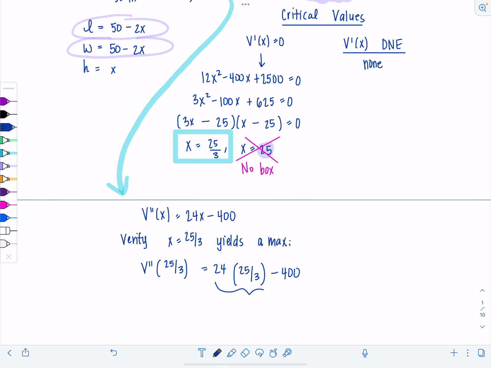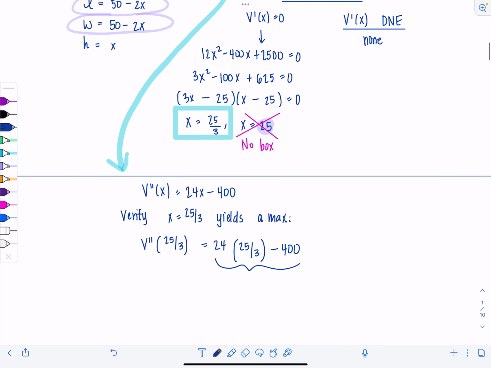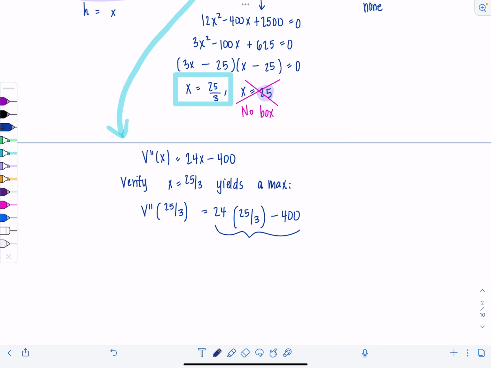And all you're interested in is whether this quantity is positive or negative. So this comes out to negative 200, which is obviously less than 0. So what does that tell me about the concavity of v at that critical value? Well, the graph is concave down at x equals 25 thirds. And I know the derivative was 0 at x equals 25 thirds. So the tangent line is horizontal right here. Clearly you can see, using the second derivative test, it yields a max, so we're good to go.